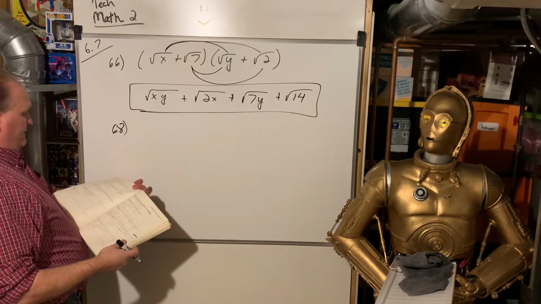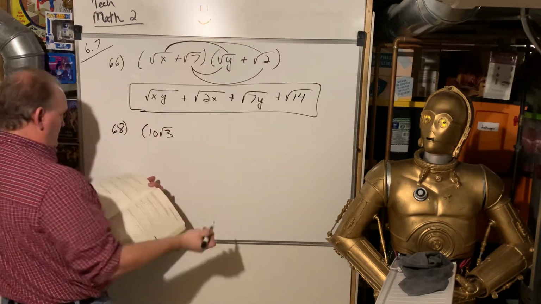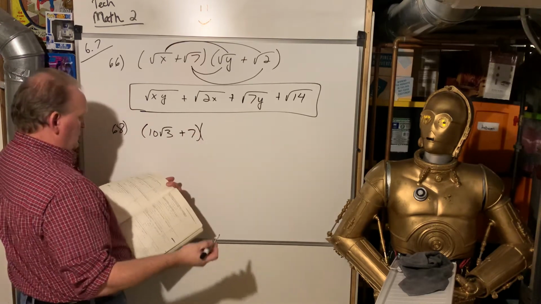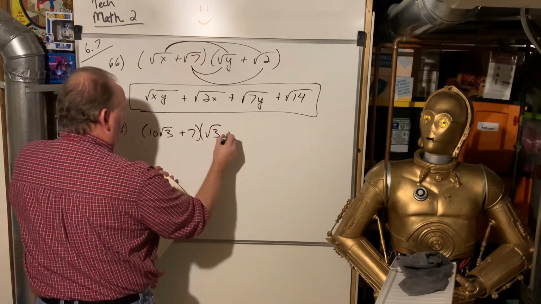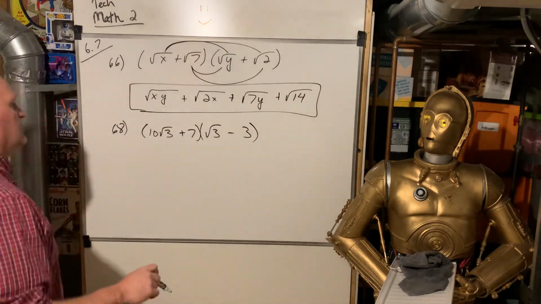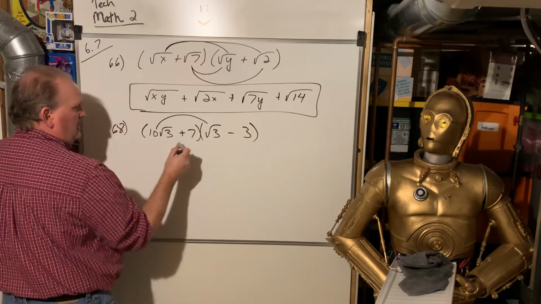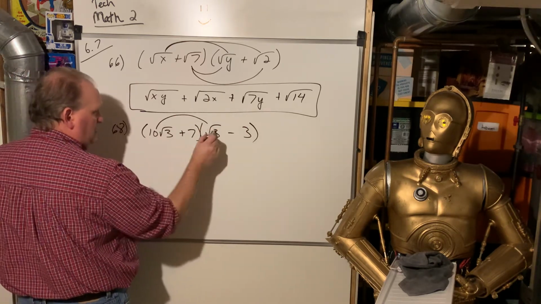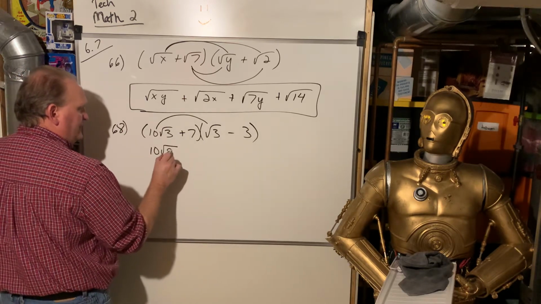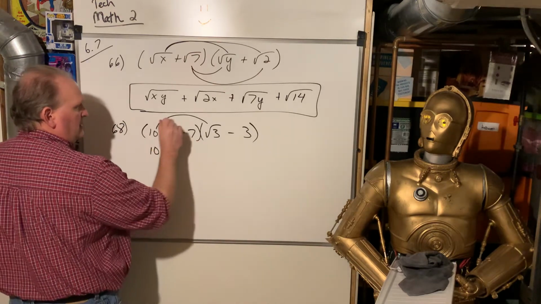So we have 10 square roots of 3 plus 7 times the square root of 3 minus 3. So this one we might have a little more luck. So let's take a look at what happens. We have 10 square roots of 3 times the square root of 3. So you can take the square root of 3 times the square root of 3 and get 10 square roots of 9. You took the 3 times the 3 under the square root side.